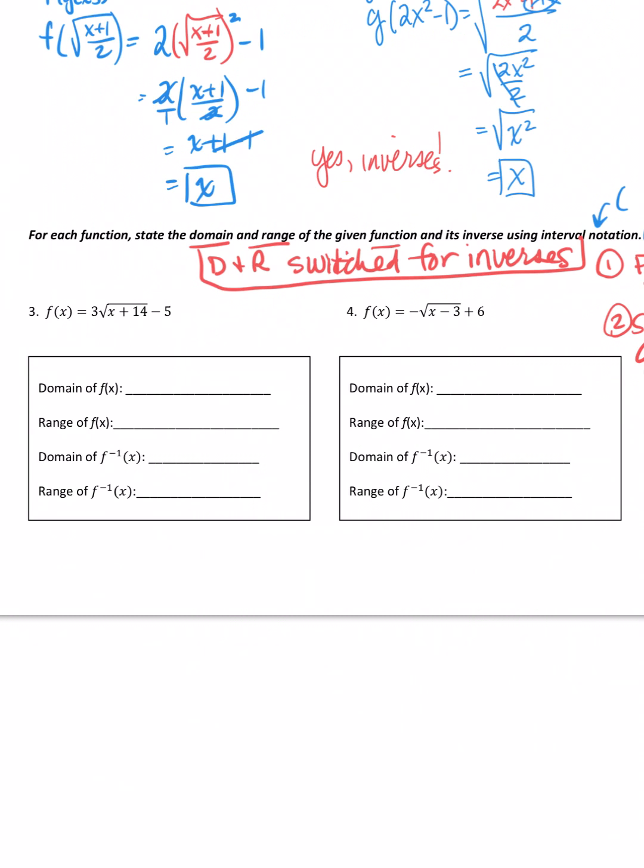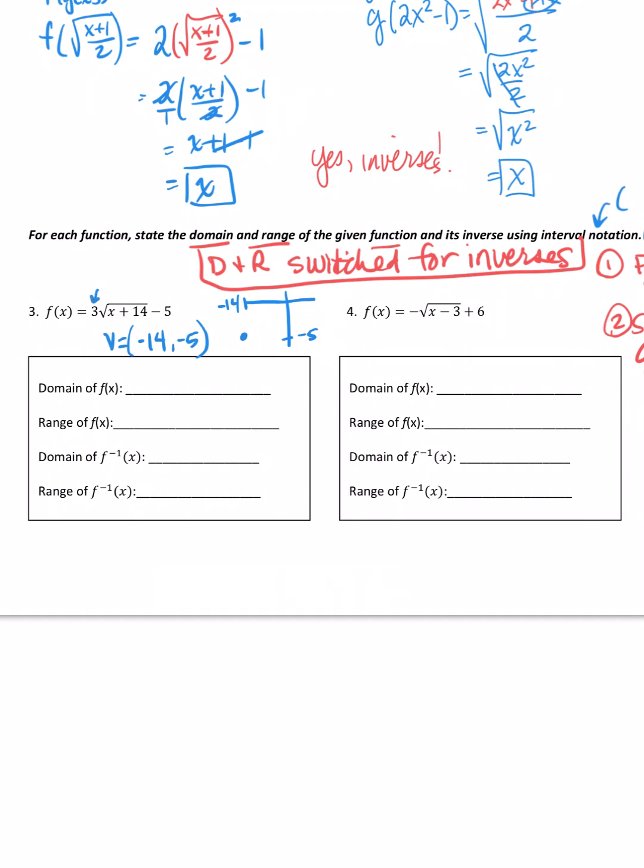Okay, so look at this number 3. F of x equals 3 times the square root of x plus 14 minus 5. Now, where's my vertex? Well, my vertex is at negative 14, negative 5. All right? So if I just visualize what's happening, that's down over in quadrant 3. So at negative 14, let's pretend that's negative 14 and this is negative 5. I know my vertex is right here.